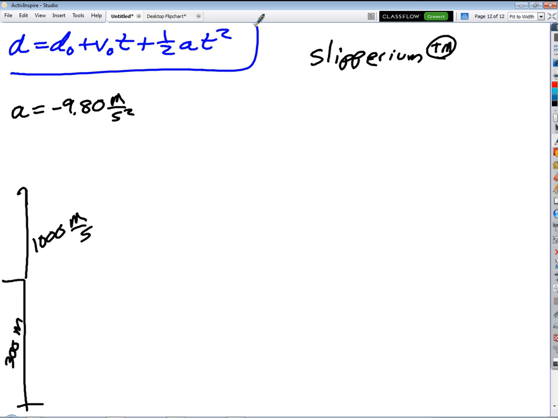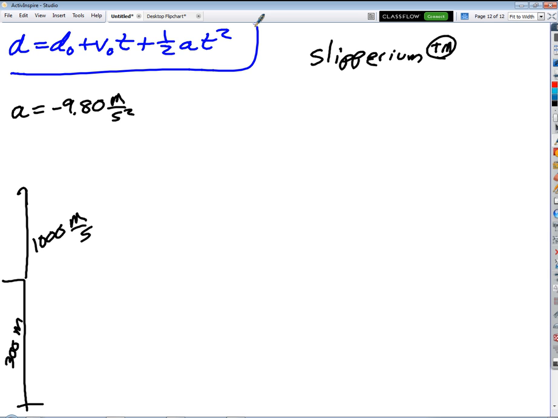Okay, so we know everything up there except what? Time. We actually know displacement too. What is the position going to be at the event we're interested in?